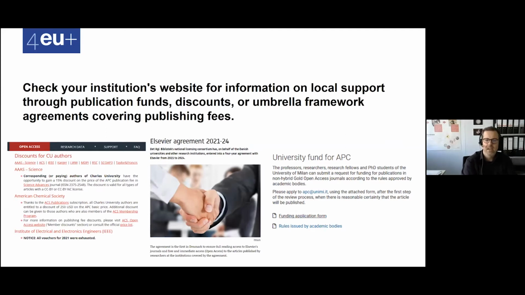And on the right side, you find something from Milan. They have an open access publishing fund, and if you have to pay a publishing fee, you can make an application there that the costs are covered centrally. And of course, these are only examples. We have such kind of publishing fund also in Heidelberg in place, and the same might be true for the other universities where you are from. So check your local websites and you will find stuff there.